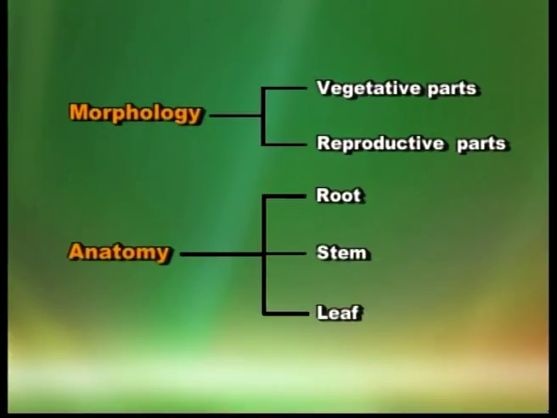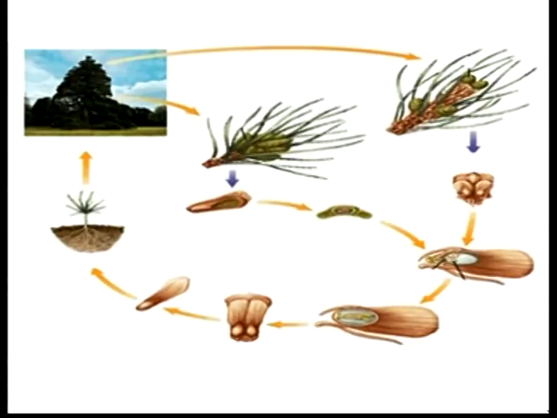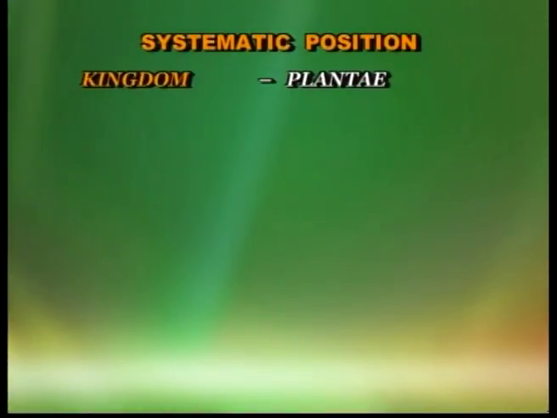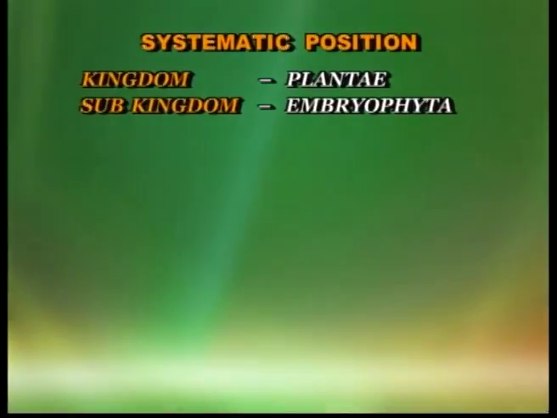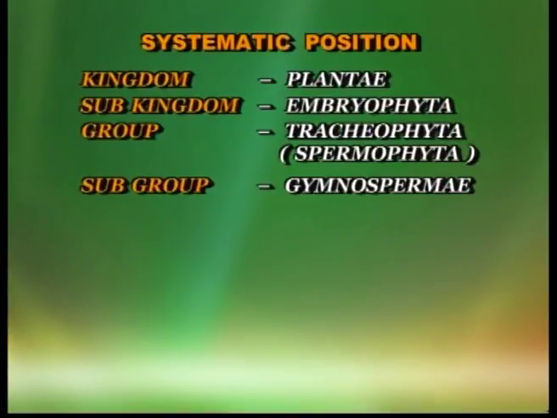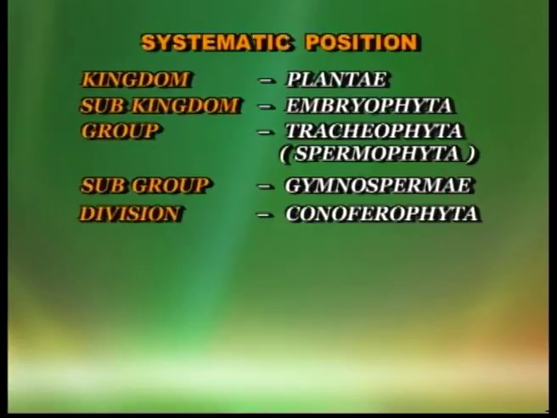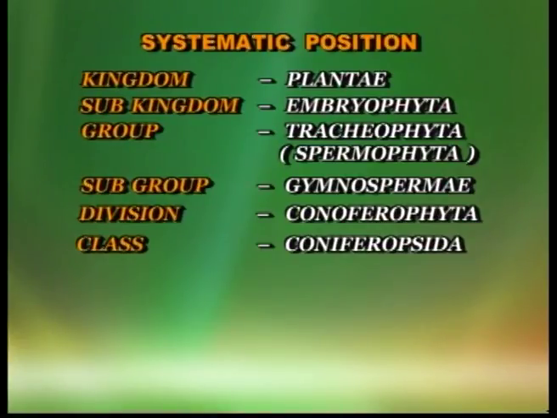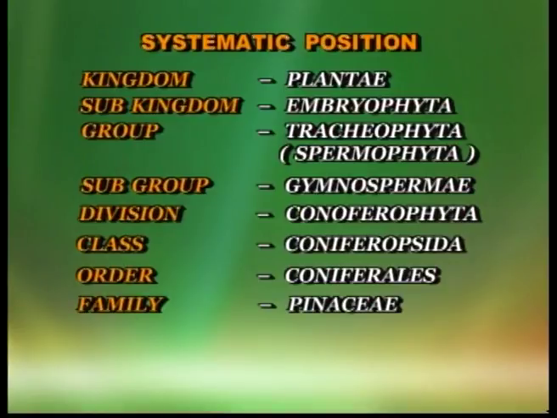We are going to learn in terms of morphology of vegetative parts and reproductive parts, anatomy of stem, leaf and root, its reproduction and its life cycle. Let us first know its systematic position. It comes under kingdom Plantae and subkingdom Embryophyta, group Tracheophyta or Spermophyta, subgroup Gymnospermi, division Coniferophyta, class Coniferopsida, order Coniferales, family Pinaceae and genus Pinus.